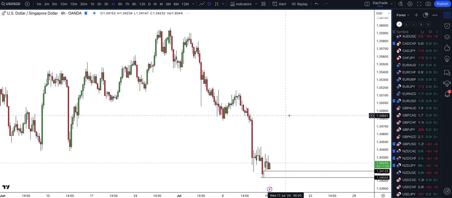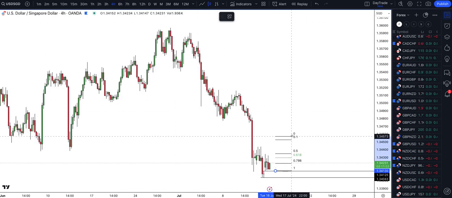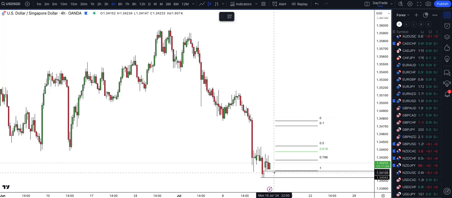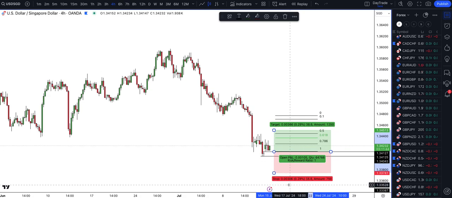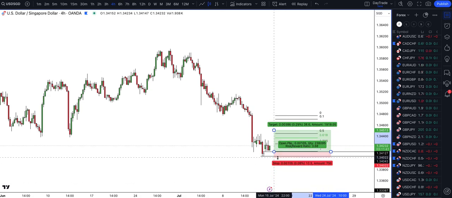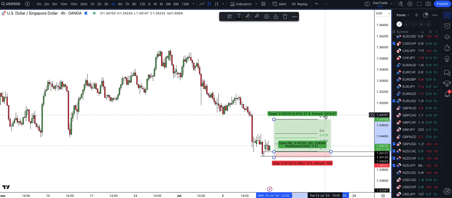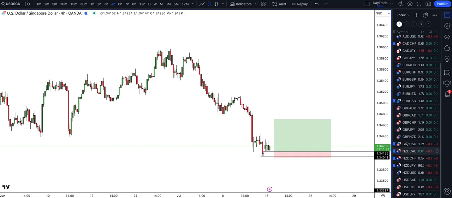Targets on this though will be entry at 1.34127, stops just below the low, so a 10 pip stop, and then target at 1.347, and that will potentially be a 5R. And that is the FX pairs.